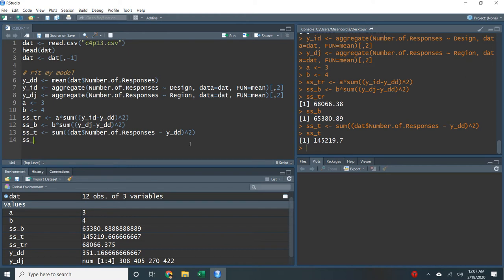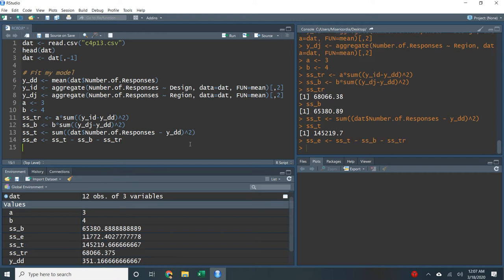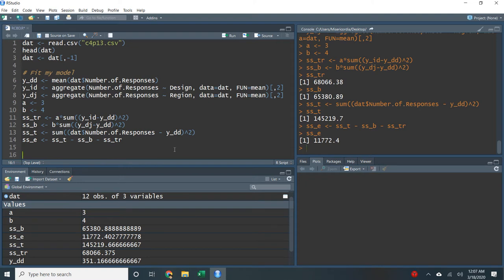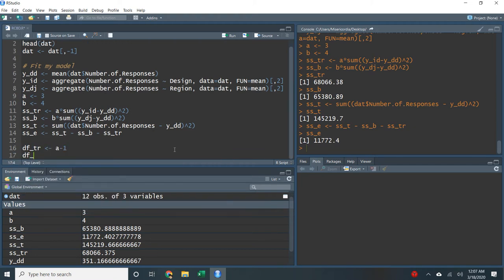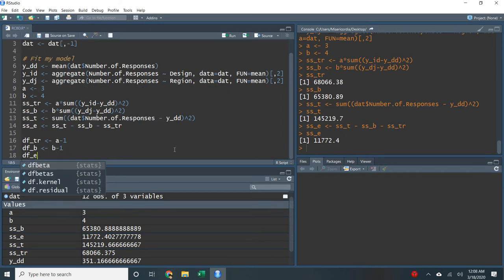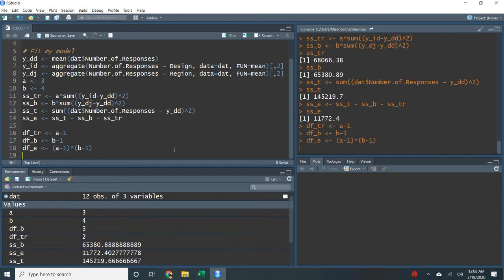Now for our calculation for the sum of squares error, remember now that we have all these pieces, sum of squares total minus sum of squares blocks minus sum of squares treatment, and that gives us the sum of squares error. Now for the final components that we have to add, we just need our degrees of freedom for the treatment, which is a minus 1, degrees of freedom for the blocks, which is b minus 1, the degrees of freedom for the error, which is a minus 1 times b minus 1. And if you're not sure where I'm getting these equations, go and double check your notes to make sure you can follow along with where these came from.